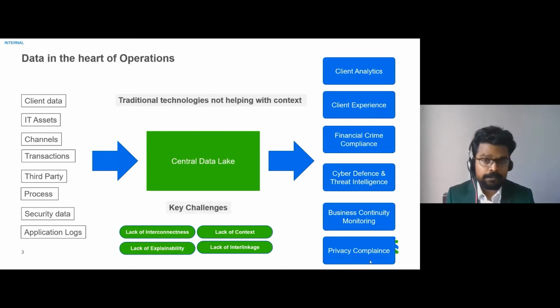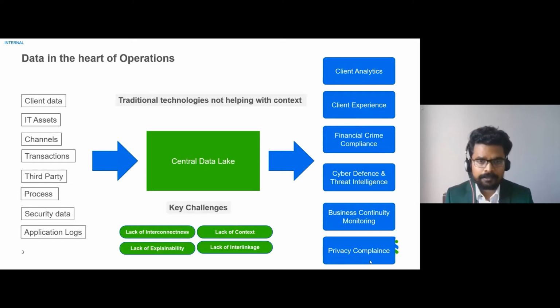and we have been using what was useful in order to provide more MI reporting and analytics, but it is not helping with the context. Actually, there are plenty of hidden insights in the interconnectedness of the data which you are unable to use, right? So we realized that those are all our key challenges.